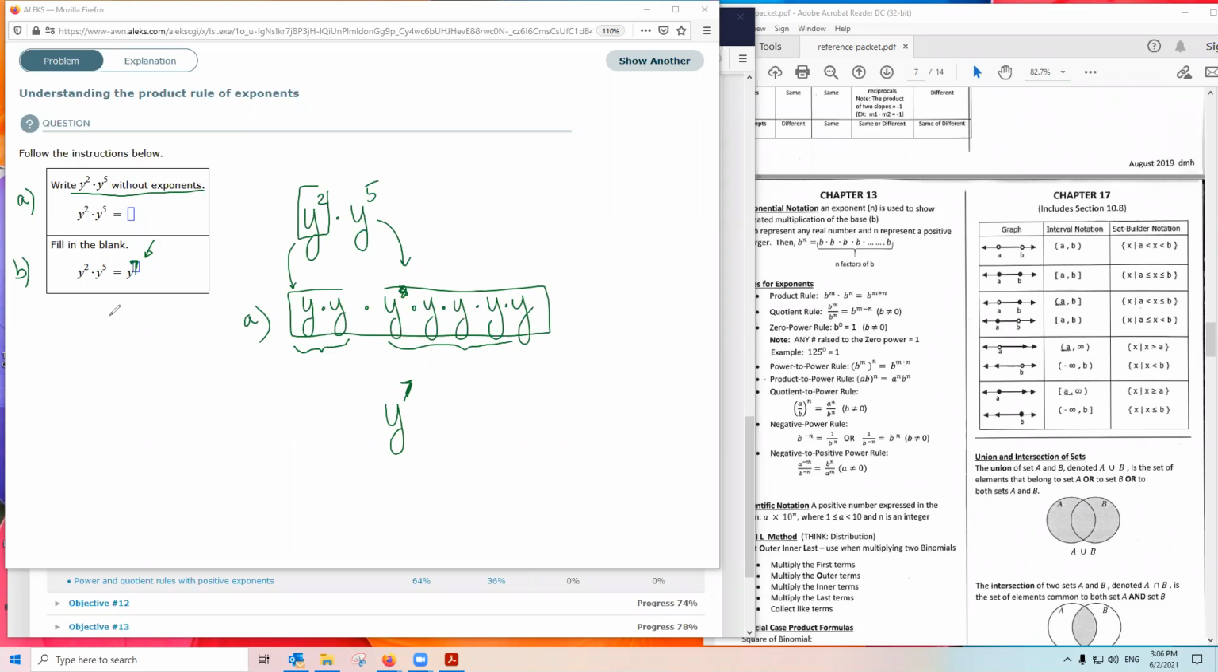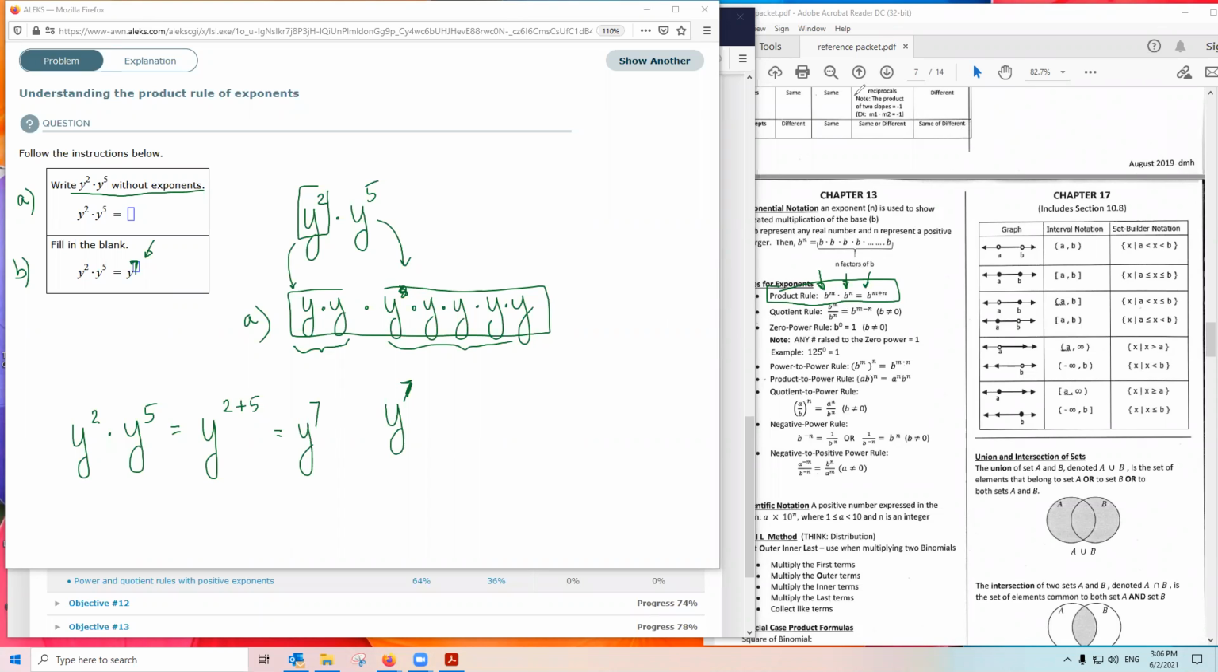This also illustrates a rule, a shortcut rule. Because if you have y to the 2 times y to the 5, there's a rule that says you can simplify this by adding the exponents together. So if I add the 2 plus the 5, I get the 7. And that's what this product rule actually says. The product rule says if you have the same bases being multiplied, they use the letter B here for base. If you have the same bases being multiplied, you keep the base the same and add the exponents here.